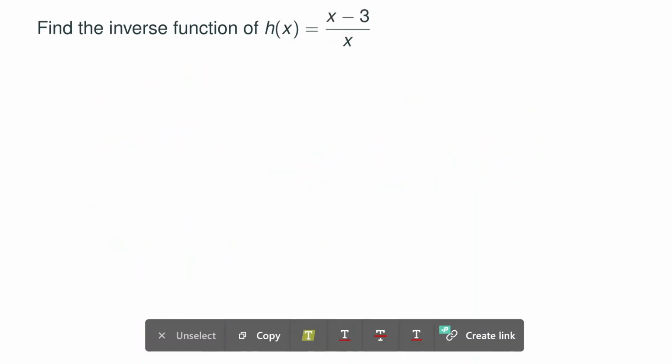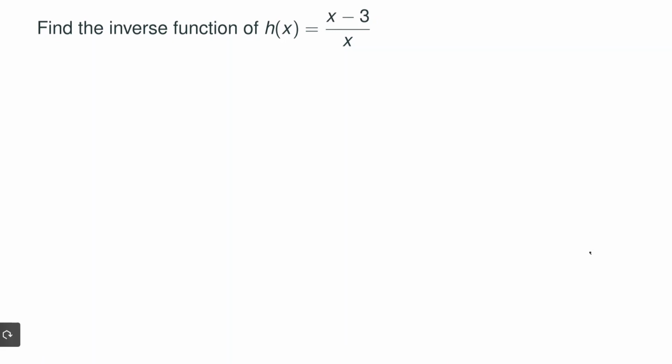Make sure to write in this inverse notation for the final answer. Find the inverse function of h of x equals x minus 3 over x. So instead of h of x, we can write y equals x minus 3 over x. When we're inverting domain and range, since this represents output, range, this becomes input x, and this x becomes y.